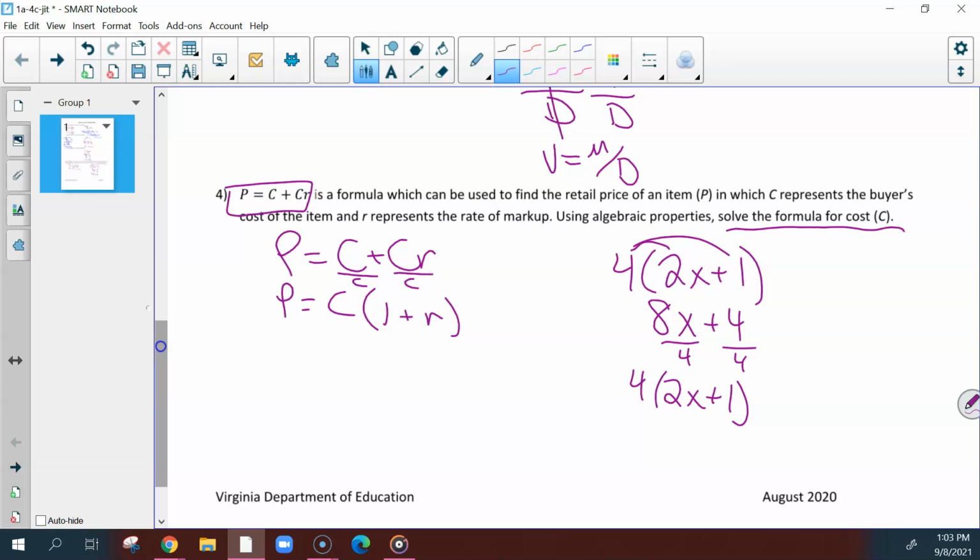To get it completely by itself, I would just need to get rid of this 1 plus r. How would I do that? Josh? Divide by 1 plus r. So then this entire term would cancel, become 1. And I would have this c by itself on that side. This is supposed to be an r, it looks like a 1. There we go. Do we have any questions on that?